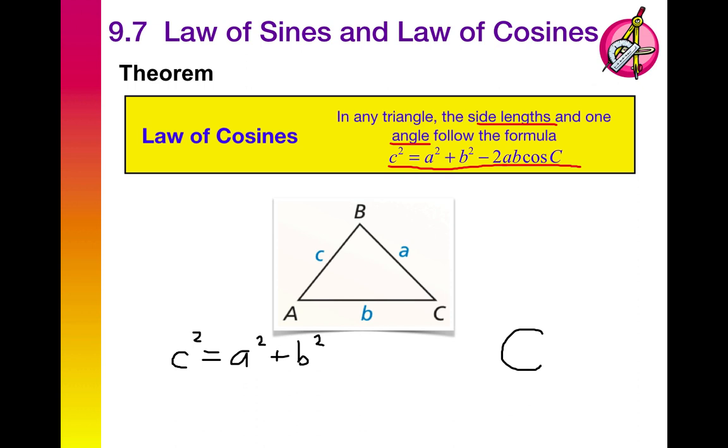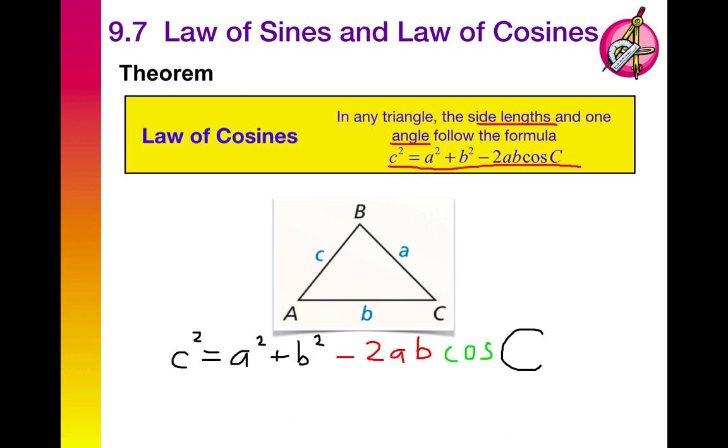And for the angle C on the right-hand side, I'm going to put cosine in front of it, so that'll help me remember cosine. And then the part that we're going to have to remember is the in-between part, which is minus 2ab. So we have c squared equals a squared plus b squared minus 2ab cosine C.